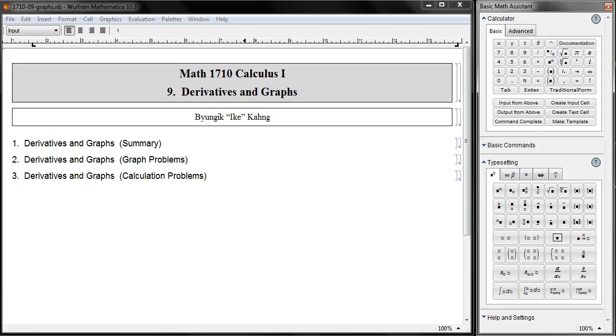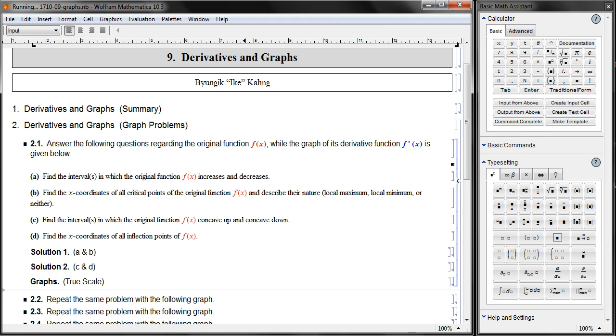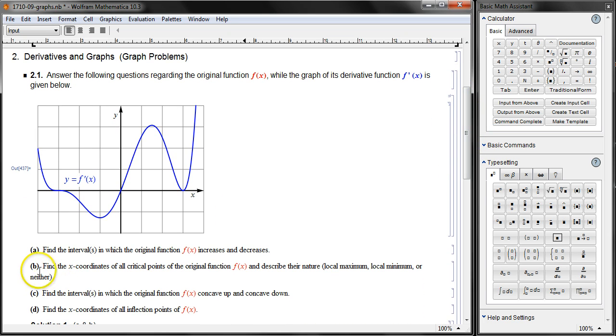Now, finally, let's go to the conclusion. In the first two videos, we discussed the theory and practice of parts A and B: intervals of increase and decrease, x-coordinates of critical points, and the nature. In the third video, we discussed the theory of concavity and inflection points. Now we are ready to complete this problem.